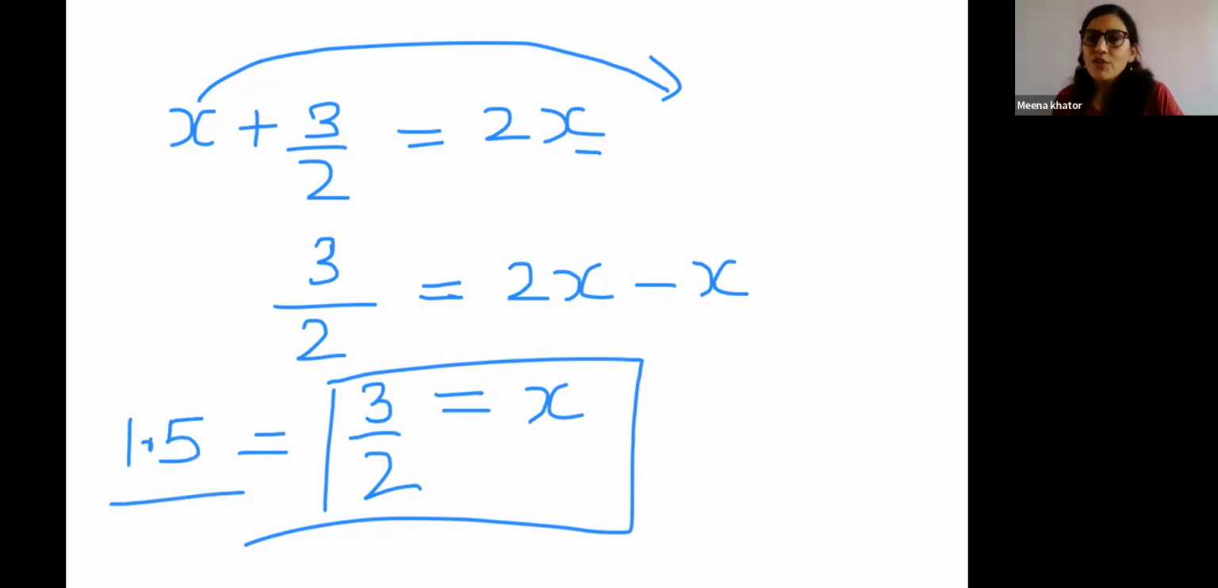So what did we do? We had variables in two places. We put them together because they are the same variables, and then used the rule of transposing and solved it. Any doubt here, children? Those who got the wrong answer, I hope the doubt is clear. We move to the next question.